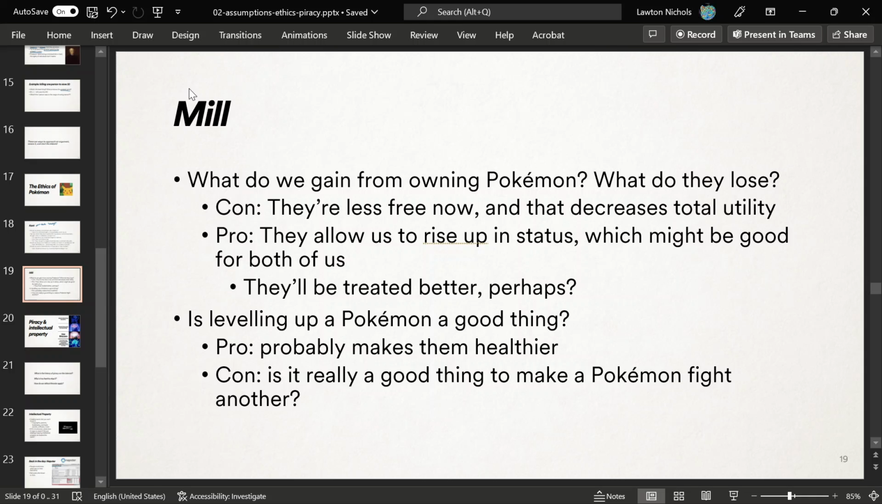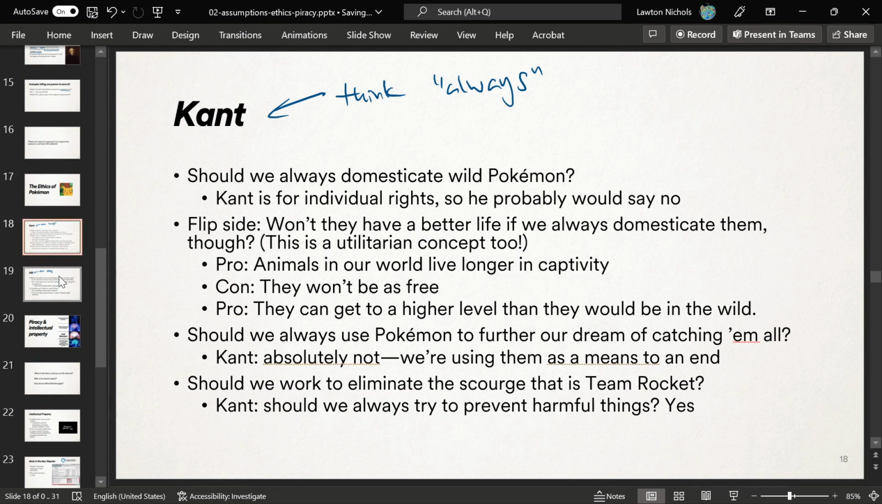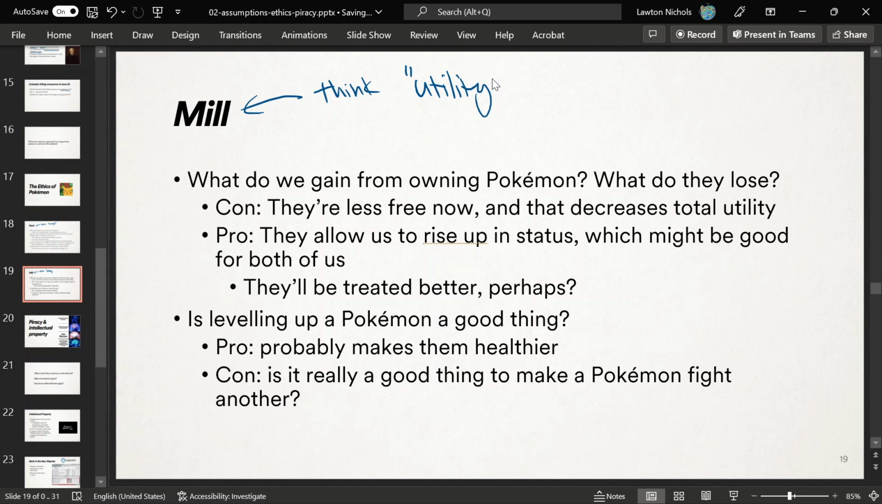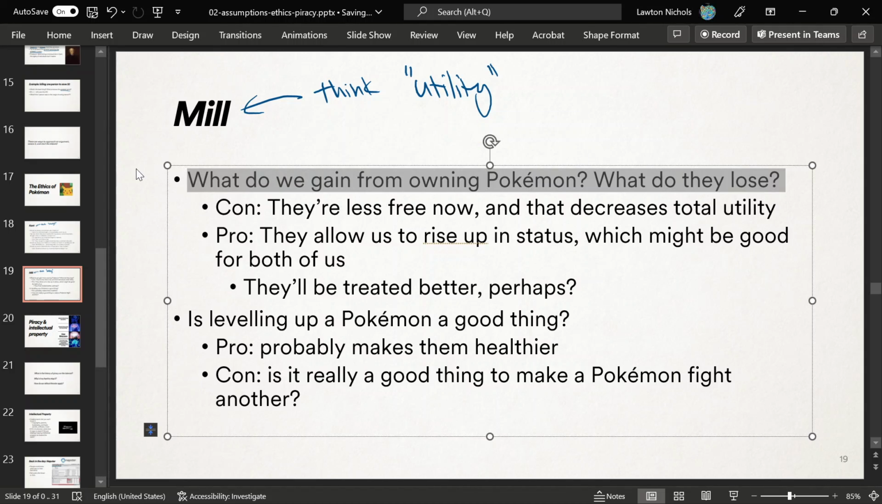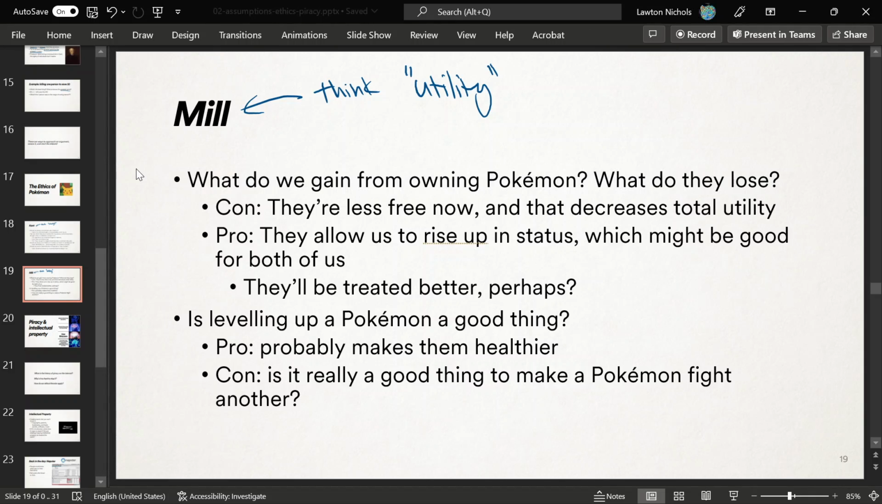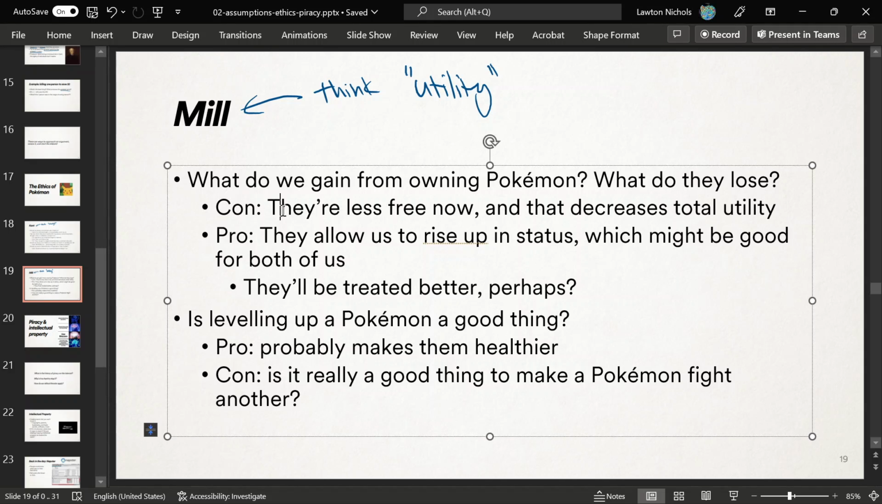We have John Stuart Mill coming up to the bat. So when you hear his name or you hear utilitarianism, you think utility, right? Think utility. Just like you think always with Kant, you think utility with Mill. And so now we would think about the questions in a different way. What do we gain from catching and owning Pokemon? What do they lose? Because you have to weigh that. Weigh the good for us and for them, right? So it's usually a pro-con list when it comes to Mill.